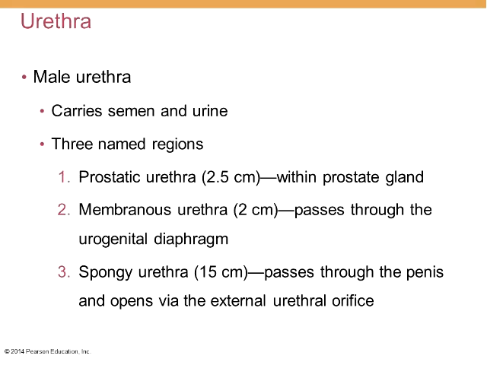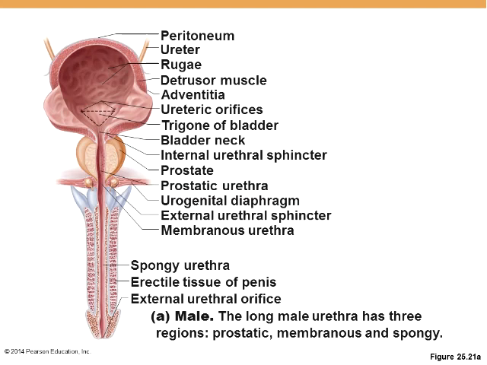Now, the male urethra carries semen and urine both. It serves both purposes through the same architecture. And there are 3 parts of the male urethra. There's the part that's in the prostate. That's the prostatic urethra. It's about an inch long. There's the membranous urethra. It's a little less than an inch long, and passes through the urogenital diaphragm. And there's the spongy urethra. It's about 15 centimeters long, which passes through the penis and opens via that external urethral orifice.